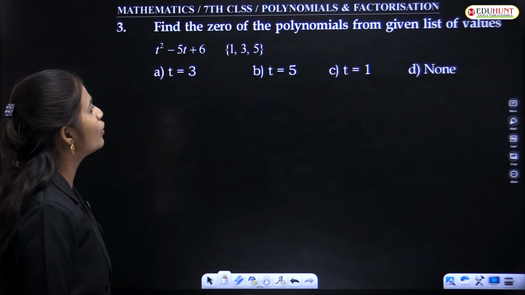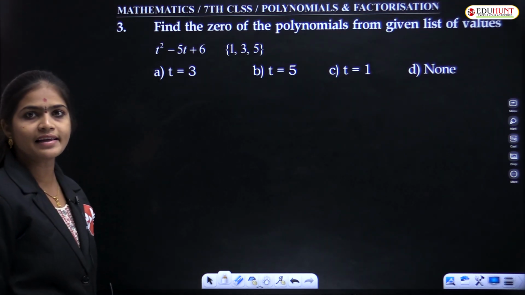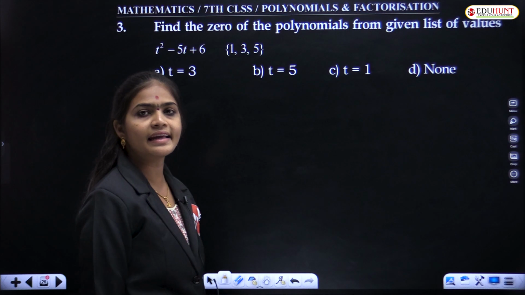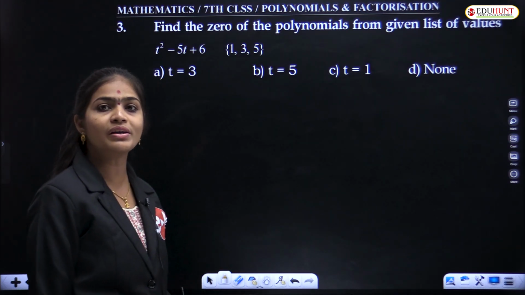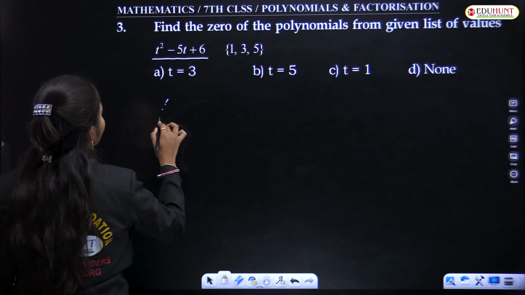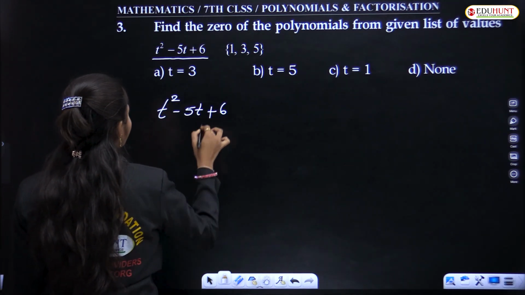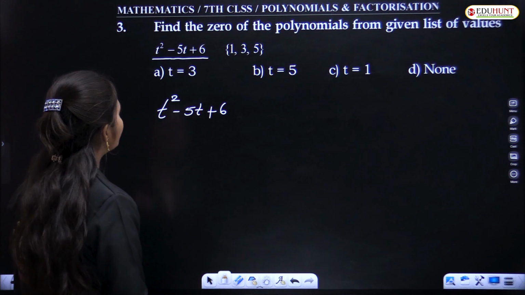Find the zero of the polynomial from the given list of values. So this is also just like the previous question only, no? Here again a list of values is given. So from that, which one is correct? We have to find out. So here they have given t square minus 5t plus 6. So t square minus 5t plus 6.